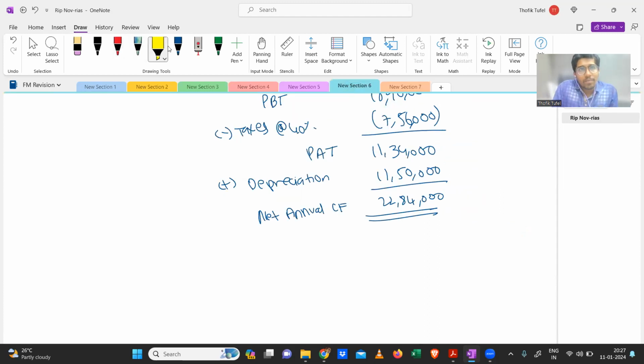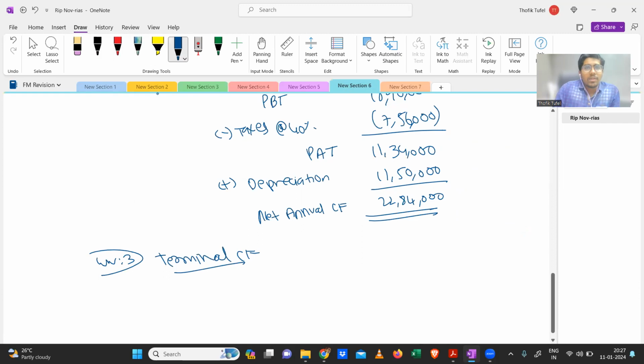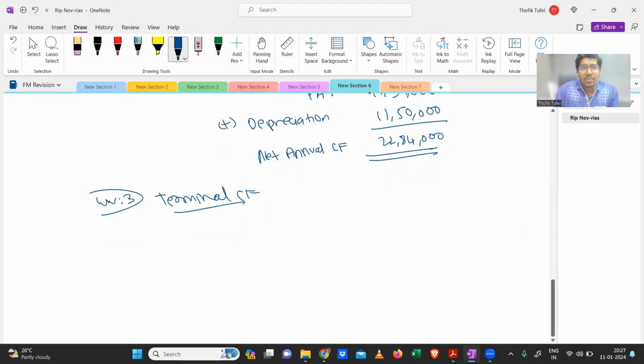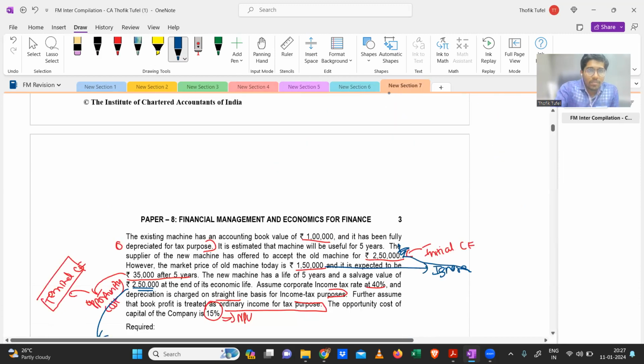Okay. So net annual cash flows. Let us go to working note number 3. Terminal cash flows. The first one, I would get the scrap inflow. Okay, I will get the inflow. The first is the scrap value. What is the scrap value?